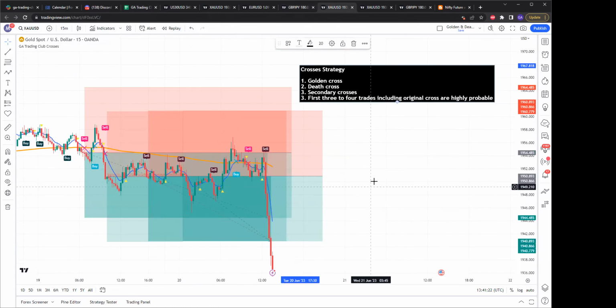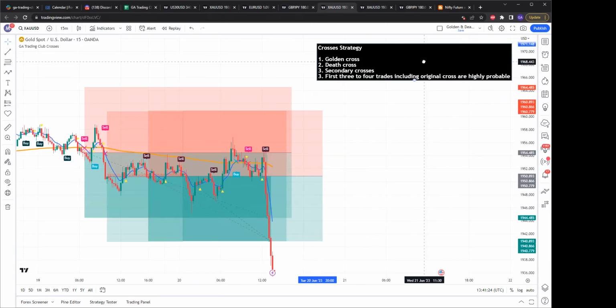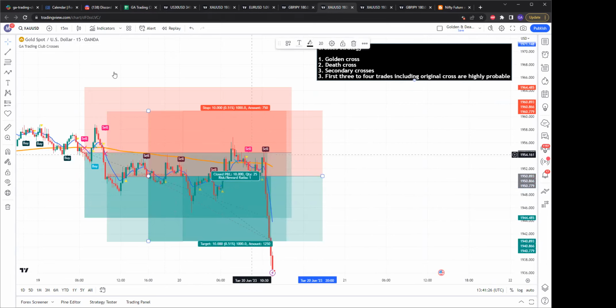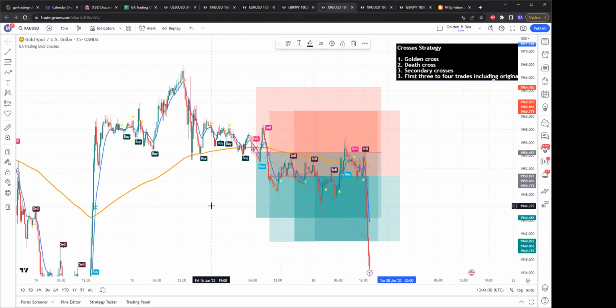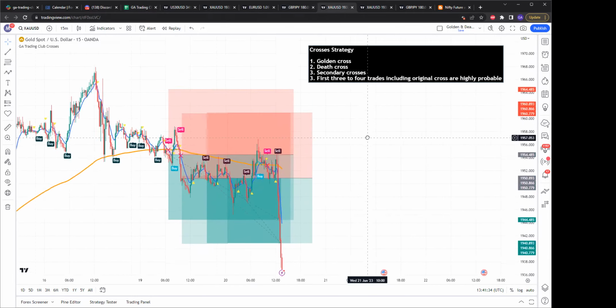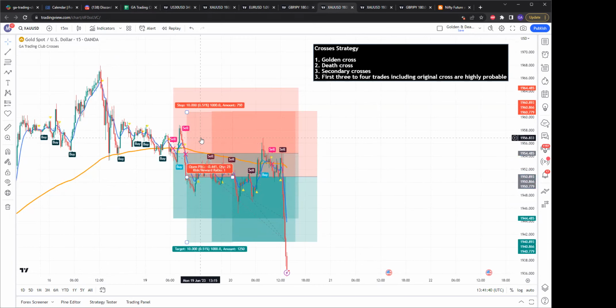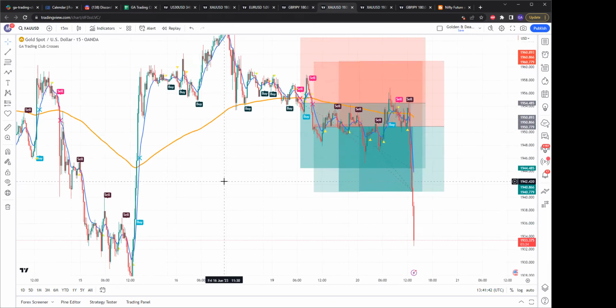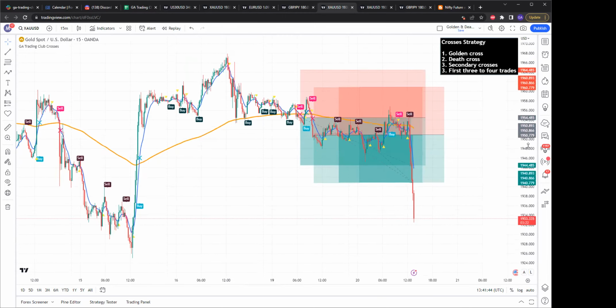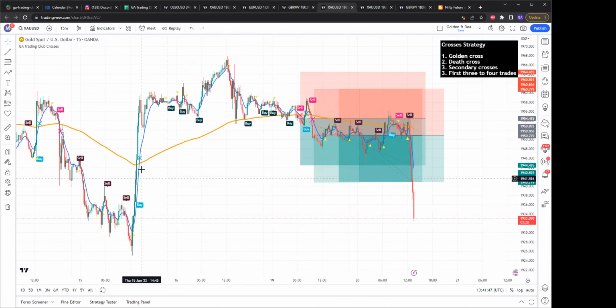The other trade I had is gold. So this gold trade right here, and this is the crosses indicator. This is the indicator that I talked about that has like a 90 to 98% win rate. The way you trade the crosses indicator, you trade the golden cross, which is when the fast moving EMA crosses a slower moving EMA to the upside. In our case, our fast moving EMA is the 9 EMA. On my chart, it's the blue one.